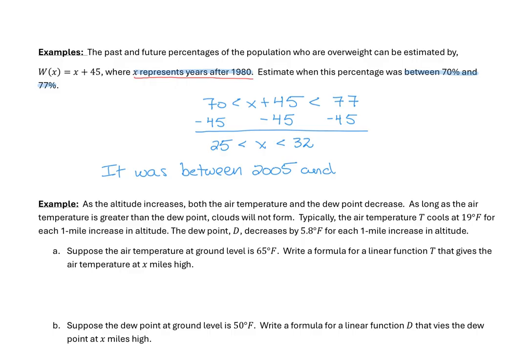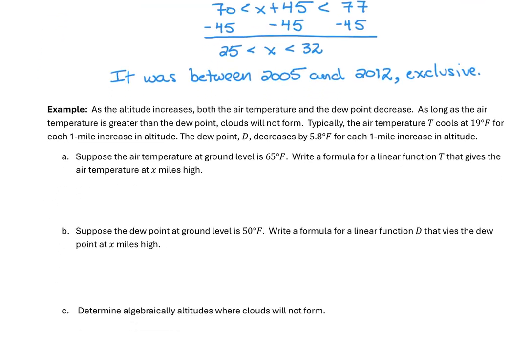And if we add 32 to 1980, we get 2012. And if you want, you can also go ahead and add the word exclusive to indicate that 2005 and 2012 are not included in the solution set. All right, let's go ahead and look at the next example.